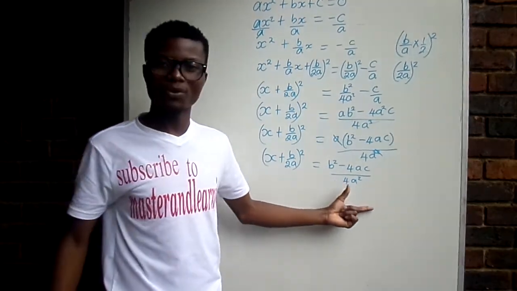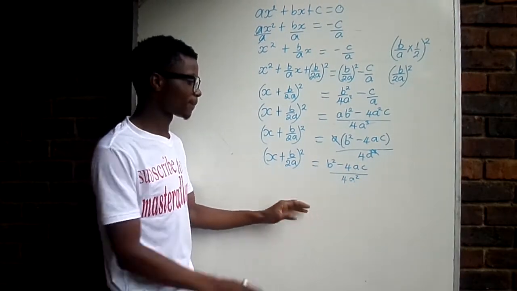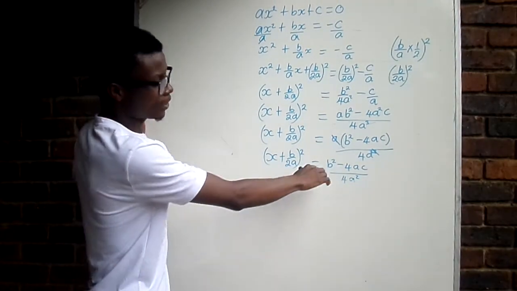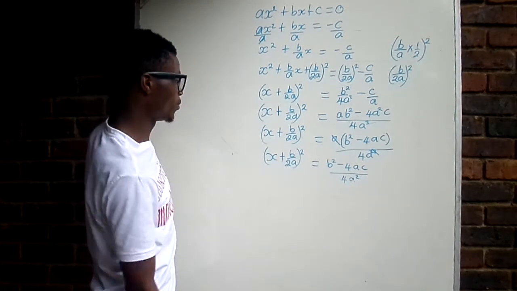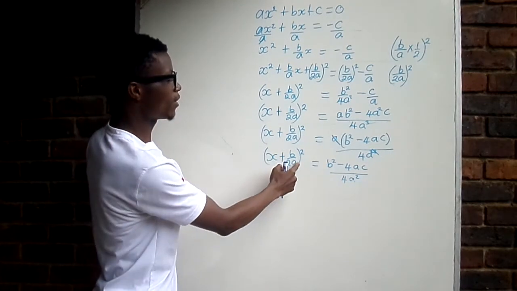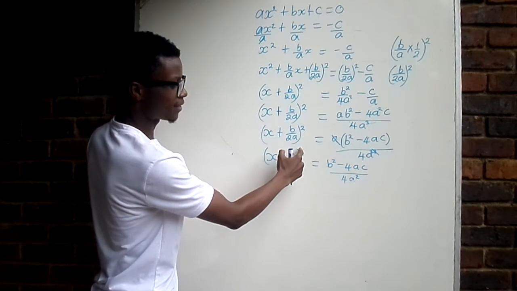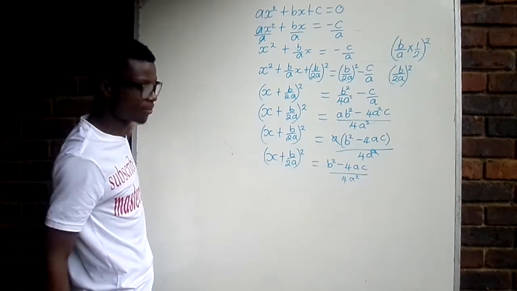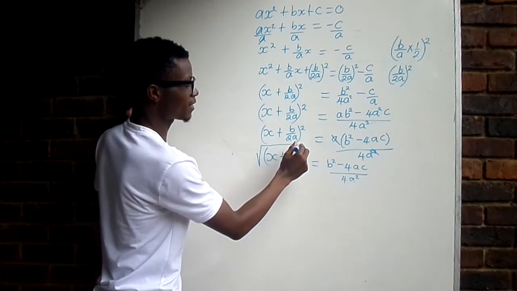I'm sure by now you can see the direction of where our sum is going towards. I'm sure you've identified that this is becoming the quadratic formula that we all know. The next step right now is to make sure we clear off these brackets. So I need to square root both sides so that I can remove this square. So I'm going to square root both sides.